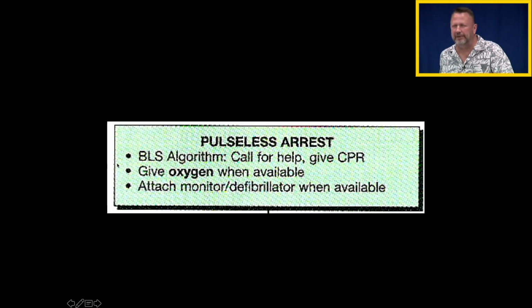Once they're up and talking and we have a pulse ox machine, then we can argue about it. So get oxygen on their face when you're coding people, and then hook the machine up whenever it becomes available.